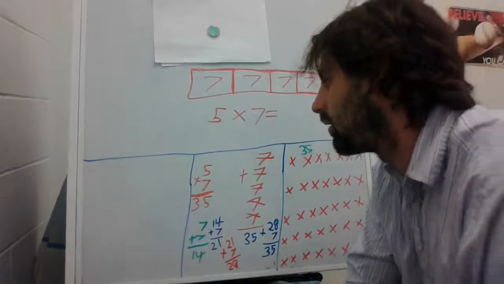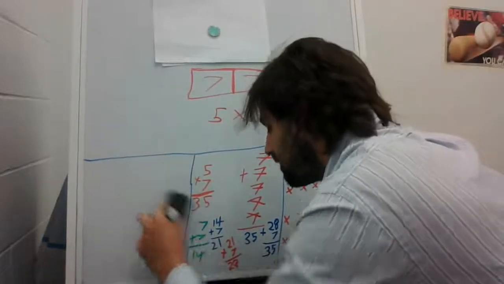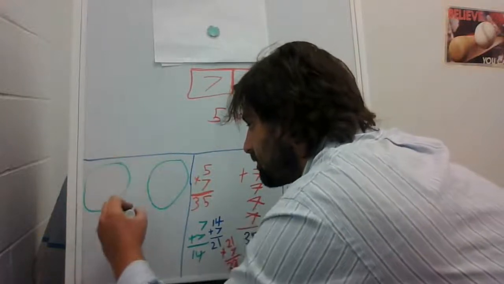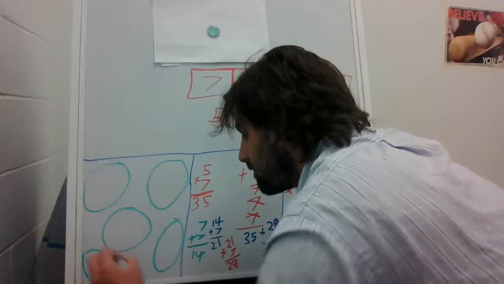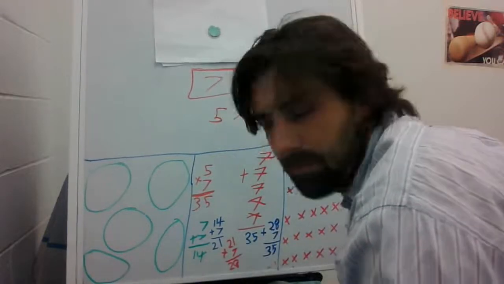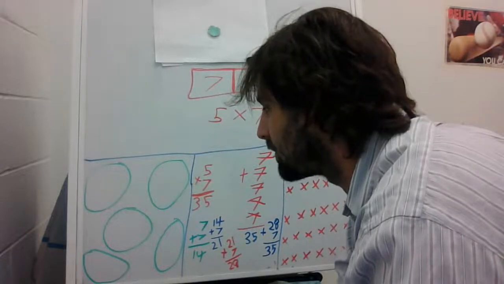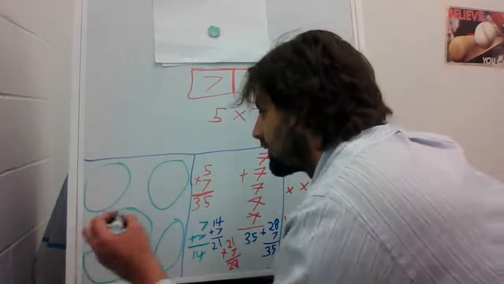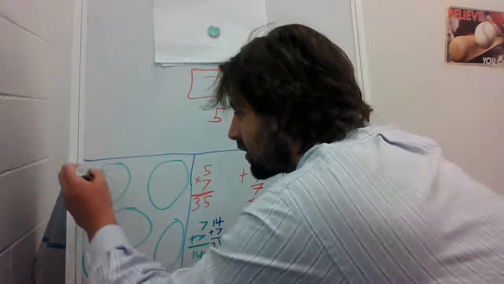All right. Last strategy over here. I guess I could use dots. Doesn't really matter which object you use, whether you use zeros, x's, or dots, but I use dots for this last one. So I got 5 circles. I'm going to put 7 dots in each circle.